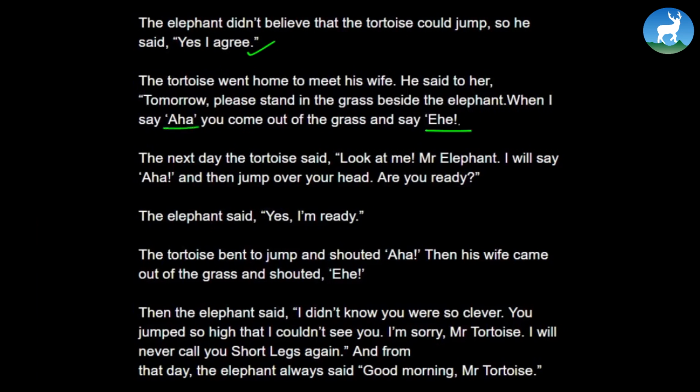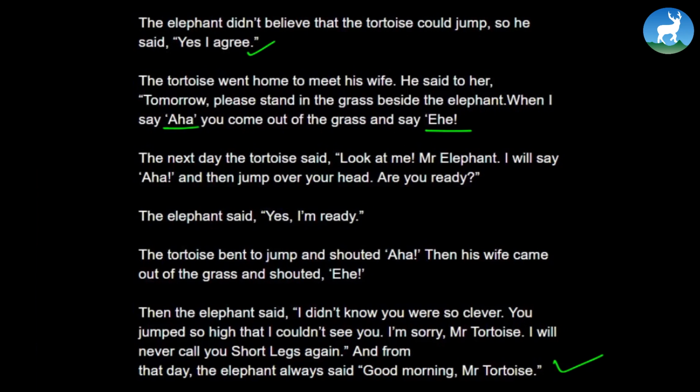The next day, the tortoise said, "Look at me, Mr. Elephant. I will say aha and then jump over your head. Are you ready?" And the elephant said, "Yes, I'm ready." The tortoise bent to jump and shouted aha. Then his wife came out of the grass and shouted hey. Then the elephant said, "I didn't know you were so clever. You jumped so high that I couldn't see you. I'm sorry, Mr. Tortoise. I'll never call you short legs again." And from that day, the elephant always said, "Good morning, Mr. Tortoise."